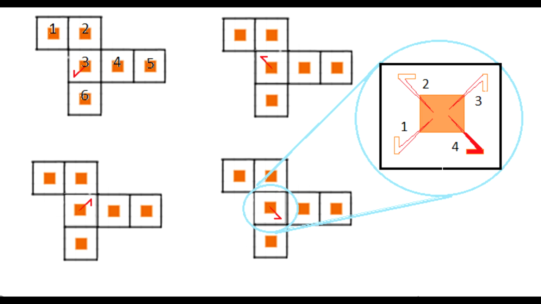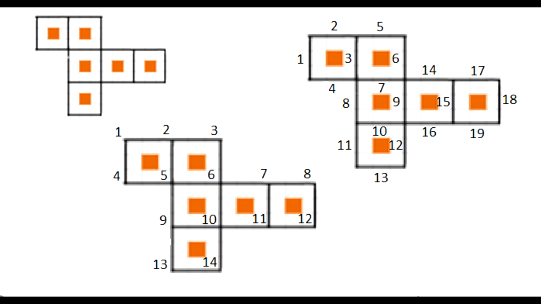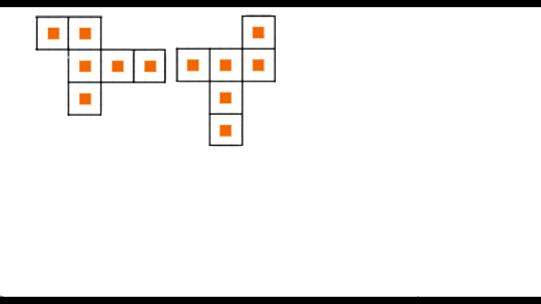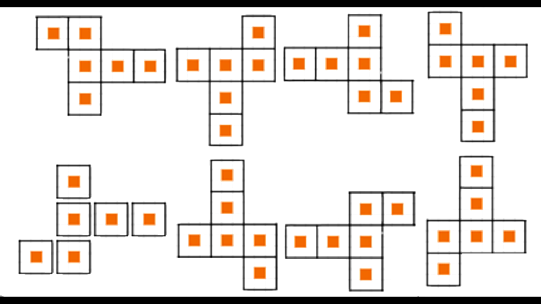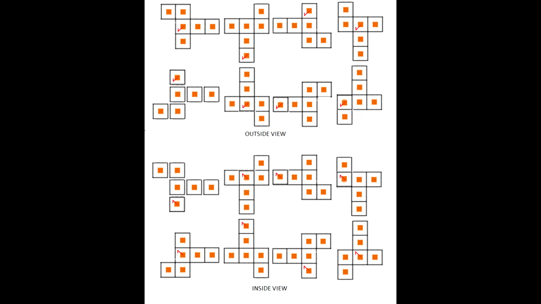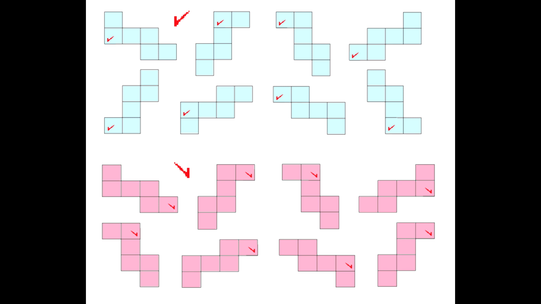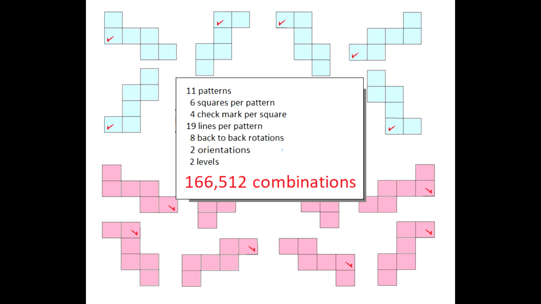Each of the 11 cut patterns has 6 squares to contain 4 different checkmark positions per square, 19 line segments per checkmark position, or 14 nodes or angles per checkmark position, 8 back-to-back rotations, and 2 viewing sides, the outside and the inside views, which are symmetrical, and 2 levels to come up with 118,272 possible combinations for angles and 166,512 possible combinations for lines.